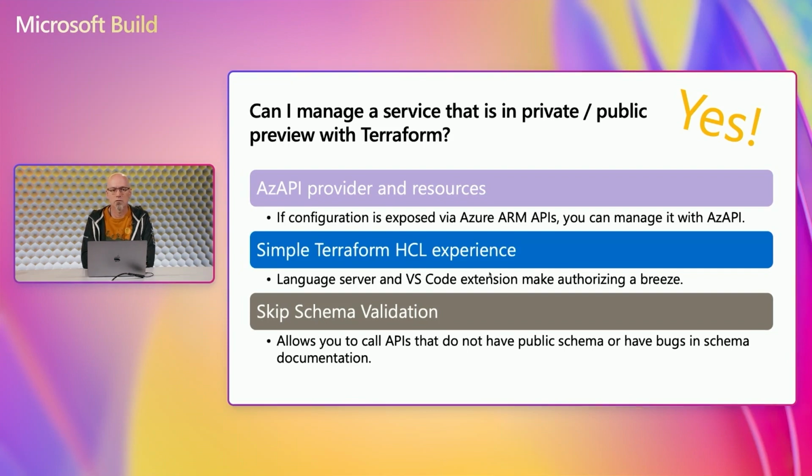So if you know that there's a new API version and that API version has new functionality, you can call that and skip validation and then call the API that way. This is especially useful in the private preview scenario, where most of the time when something's in private preview, it doesn't have public documentation for that API.